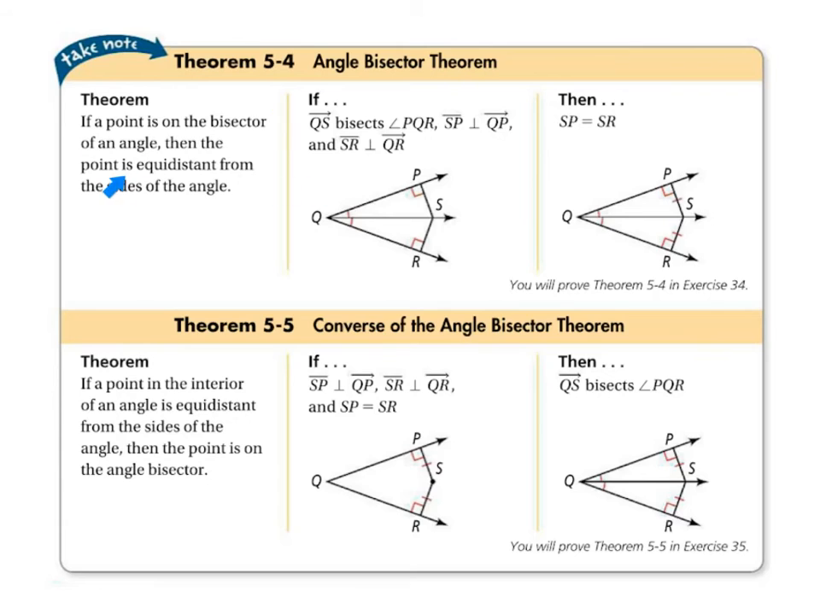So then we have it written as a theorem, the angle bisector theorem. If a point is on the bisector, now that point S has to be on the line that goes from Q, the vertex, through S and cuts that angle into 2 equal parts, then the point is equidistant from the sides. And the converse of that is, if a point is in the interior of an angle, because if it's out here, it's obviously going to be closer to that side than to that one, and it is equidistant from the sides of the angle when you draw those perpendiculars, then that point must be on the angle bisector. So it's an if and only if situation.